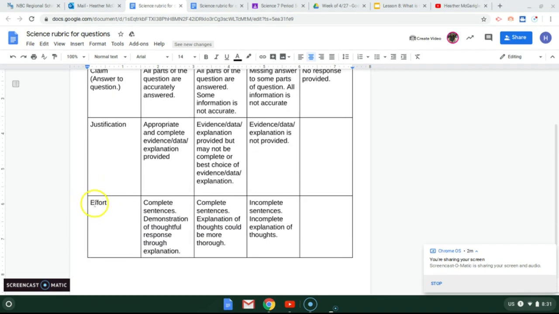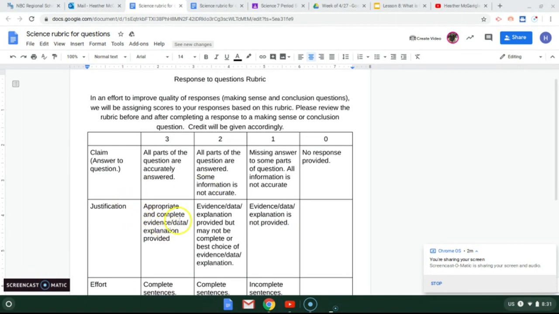Effort. So here for effort, we're looking for complete sentences. So you're echoing the question in your answer, okay? You're demonstrating thoughtful response through explanation. So you are giving detailed, thoughtful responses using complete sentences, all right? That would be a 3. A 2, complete sentences, explanation of thoughts could be a little bit more thorough, okay? Or 1, incomplete sentences, incomplete explanation of thoughts, okay?